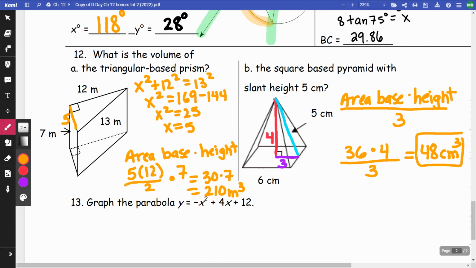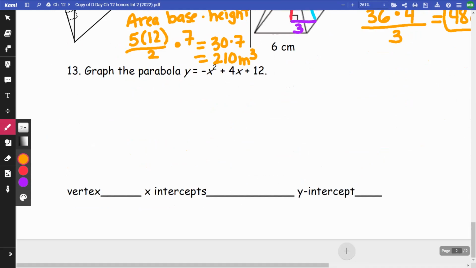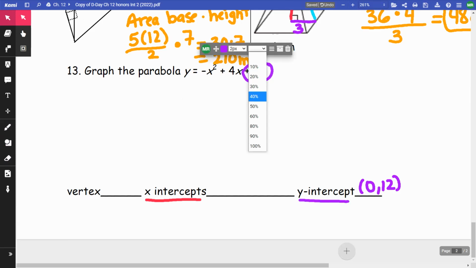On number 13, we're going to graph this and find these pieces. So what I would personally do for this, a couple ways to do this, okay? Number one, maybe you want to find your x-intercepts first. That's one way to go about doing that. Actually, probably I would find my y-intercept first. Your y-intercept is going to be your c. So this is going to be 0, 12. That's probably the easiest thing to find, okay? And then it's going to change the transparency so we kind of see through it.